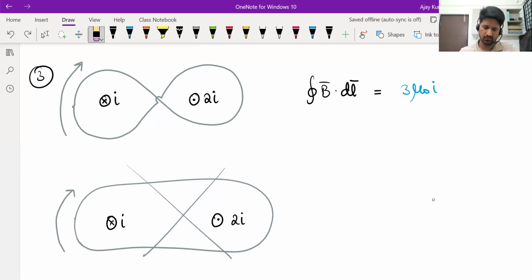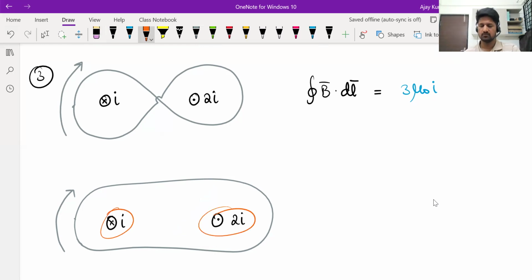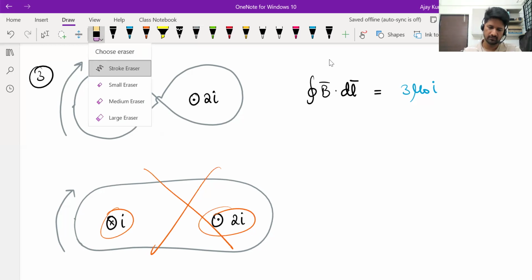But see, let us check. You gave some idea. You gave some answer also. Your answer should be consistent with that idea. Now this is I, this is 2I. What is the effective current? I outwards, sir. Effective current is I. Then the answer should be mu naught I or minus mu naught I. But you gave the answer 3 mu naught I. So this way you won't get that answer at all, and this is not the correct way to proceed. You can't change the sense in which you are moving.